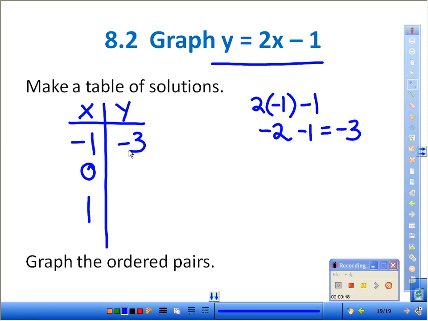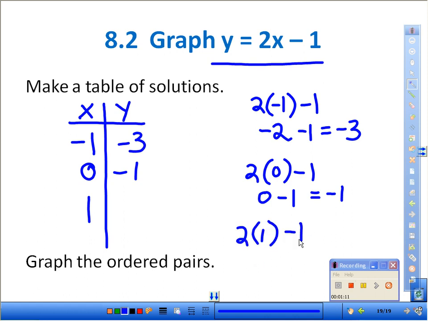The next value we're going to plug in is 0. When x is 0, 2 times 0 minus 1 equals y. 0 minus 1 equals -1. And the last one we're going to do is when x equals 1. 2 times 1 minus 1 is 2 minus 1, which equals 1. Once you have three values in your table, you're ready to graph.